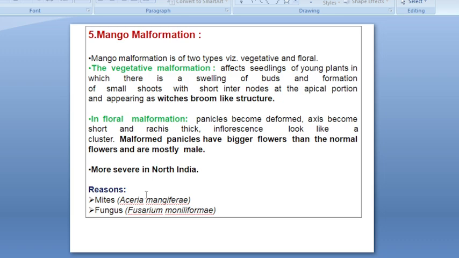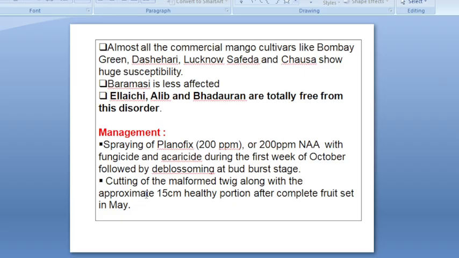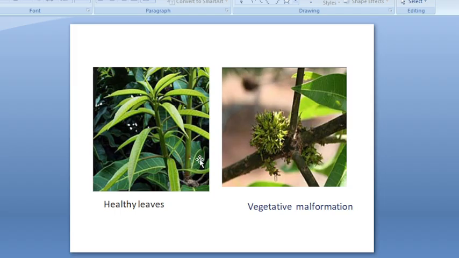Pathologists will say it is because of the fungus. Entomologists will say it is because of the mites. So there is a complexity. This is a more complex disorder. Bahadurpasand and Elaichi Alib are some of the varieties which are showing tolerance to this. We can spray Planofix at the rate of 200 ppm, and also NAA, or we can use some acaricide to control the mites problem, and fungal infection we can control by using fungicides.